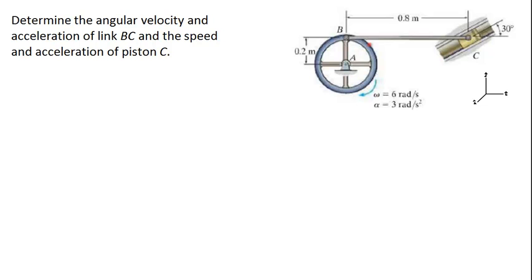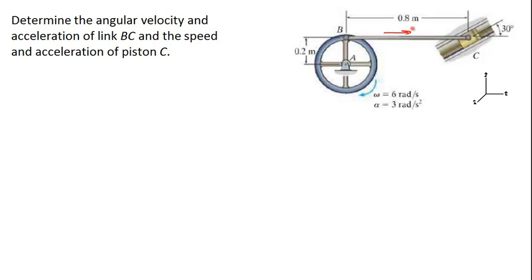So in this problem we're being asked to determine the angular velocity and acceleration of this link BC and the speed and the acceleration of this piston C. And what's going on in this problem is that this wheel, we'll call it AB, is rotating clockwise at a speed of 6 radians per second and an angular acceleration of 3 radians per second squared.